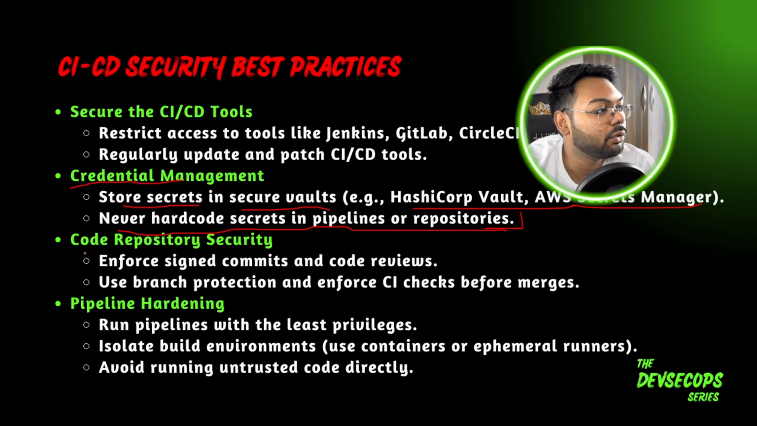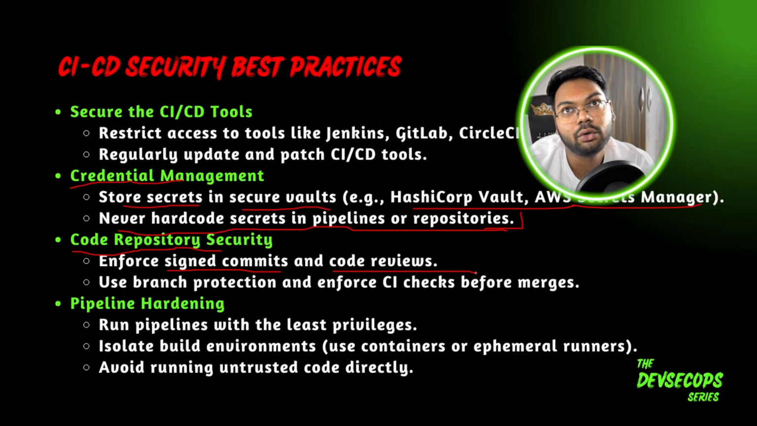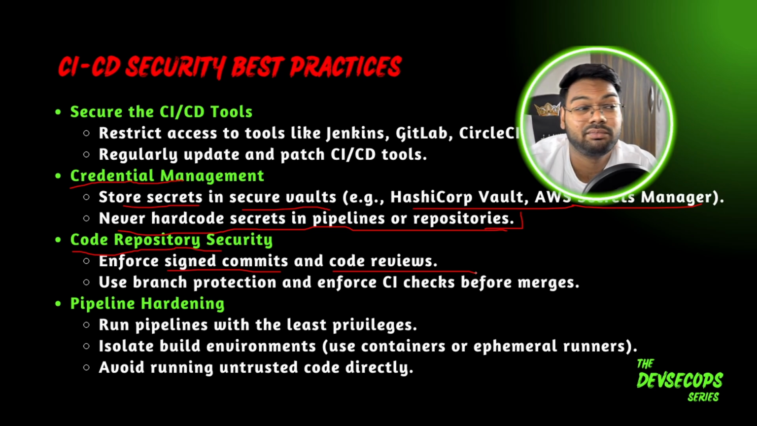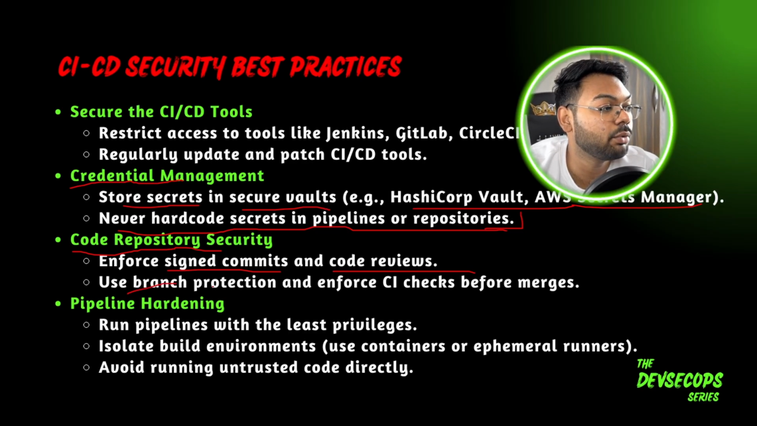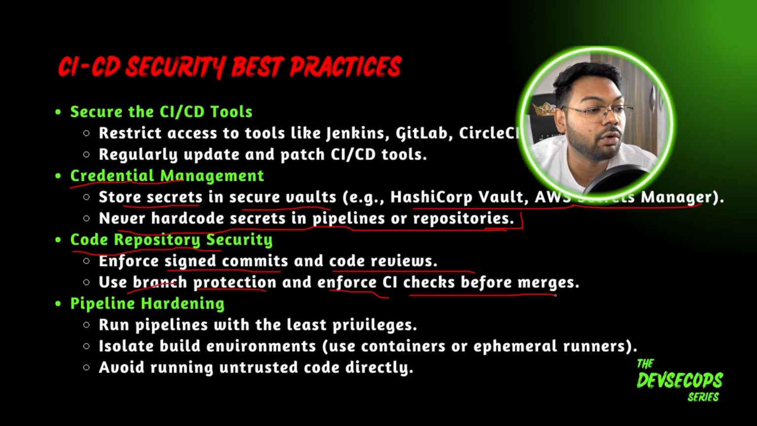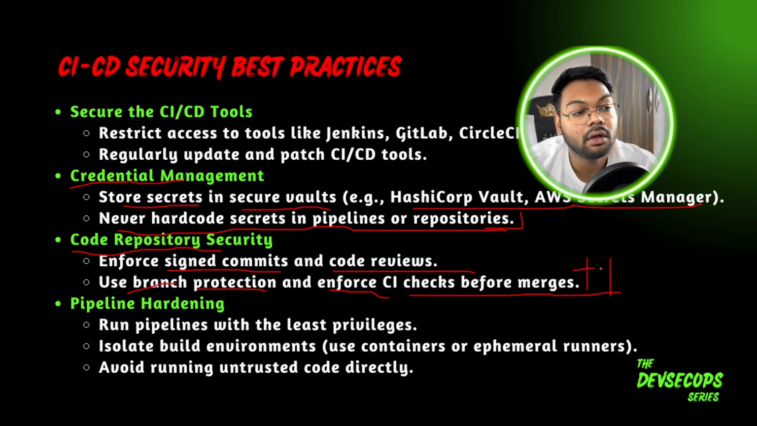Next is code repository security. Enforce signed commits and code reviews. You need to know who committed what so that you can audit it, and trace out if certain errors are found after the code has been merged and deployed. Use branch protection and enforce CI checks before merges. So you check who is committing, what is being committed, and what changes are being made by each commit. That is what you need to check.